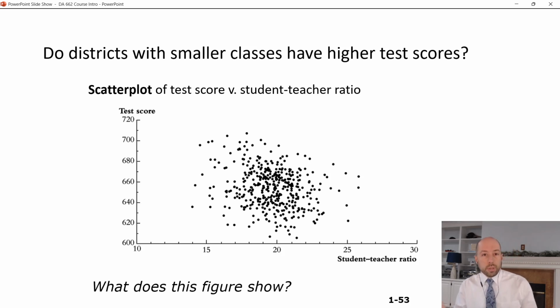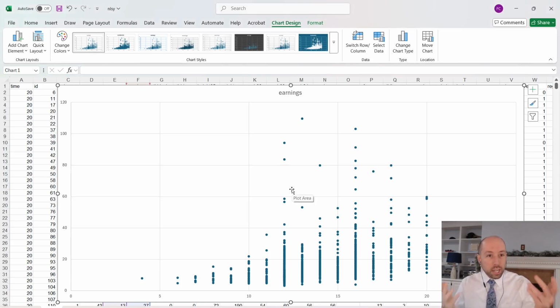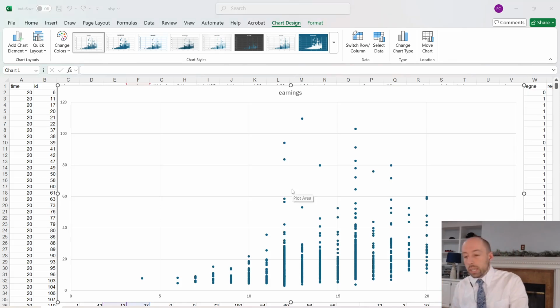Now, we did this the other day when we looked at the relationship between earnings and years of education, because we had this prior belief that more years of education should correlate to higher earnings. And yeah, I've still got it here. On average, I see this upward slope, so it looks like people with more years of education have higher earnings. We may have to look at this again.